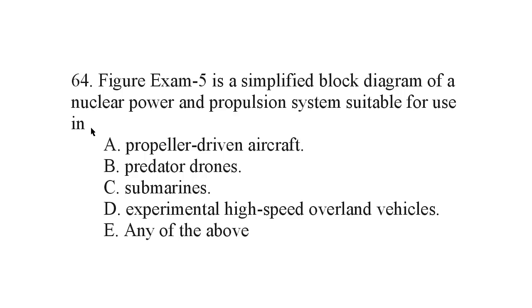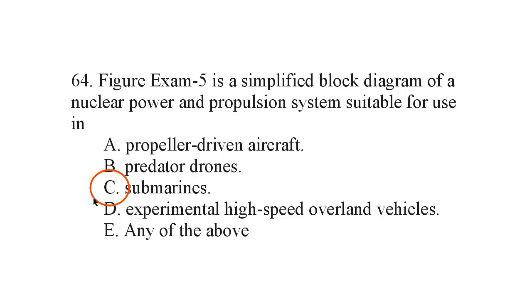Now, theoretically, it can drive anything with a propeller because, as you'll see in the figure, there is a propeller not shown, but the motor drives a propeller. So, propeller-driven aircraft perhaps, Predator drone maybe, submarine maybe. Well, if a high-speed overland vehicle, you could have a propeller to drive one of those, I suppose. So you might be tempted to think the answer is E. But the real choice here, the only one that really works in practice, is C, a submarine.